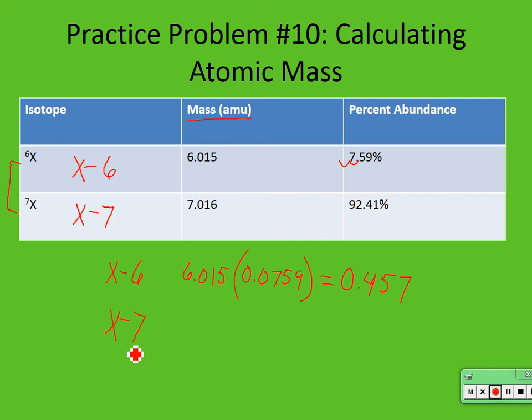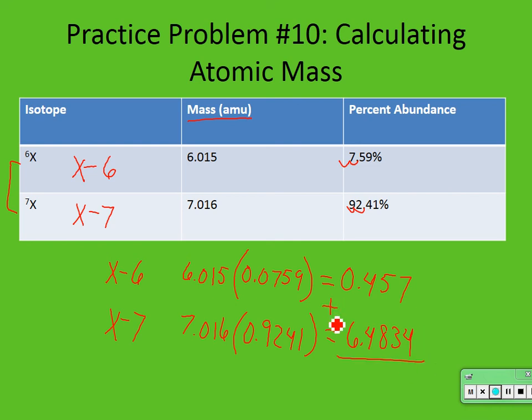So we're going to take its mass, which is 7.016, and times it by its percent abundance, move it over 2 times, 0.9241. Okay. Are you guys getting 6.4834? Okay. Now what you'll do is add those two together.